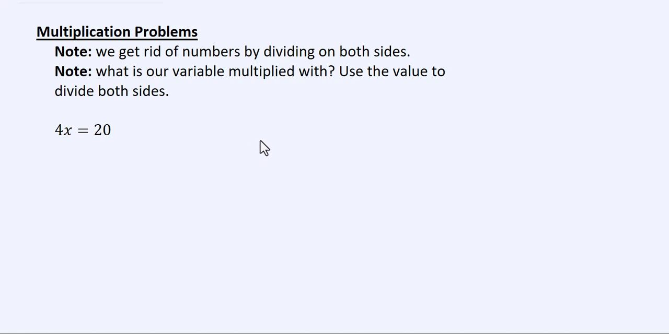Now we have to divide both sides. Okay, what is our variable multiplied with? Use the value to divide both sides. So here we have 4x is equal to 20. What is our variable? Our variable is x, and we want to make x stand alone. So having said that, what is x being multiplied with here? It is 4, right? Okay, we have to use that value to divide both sides, right?